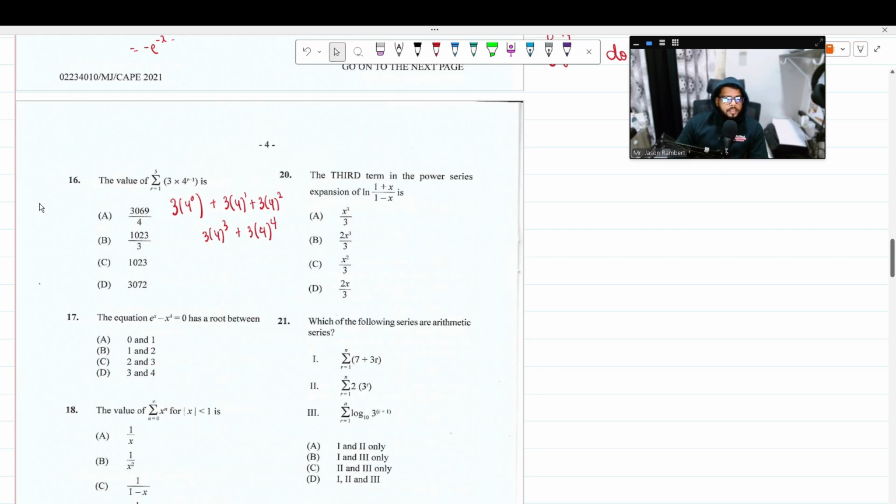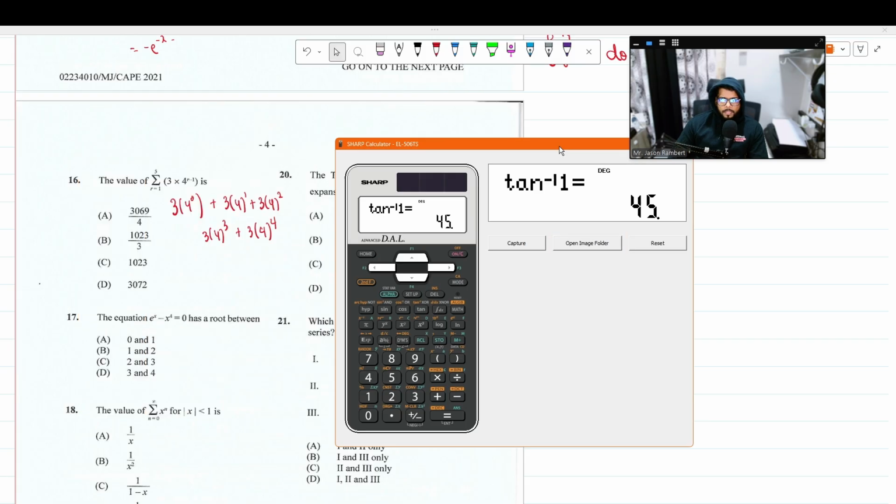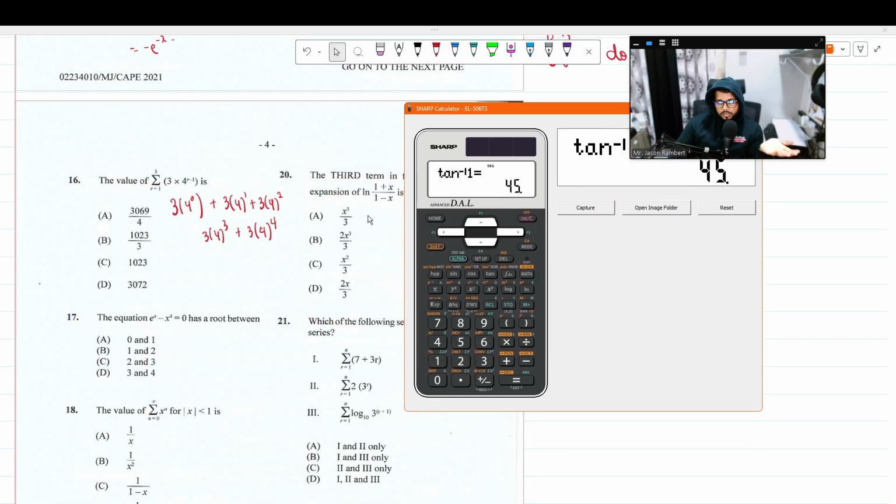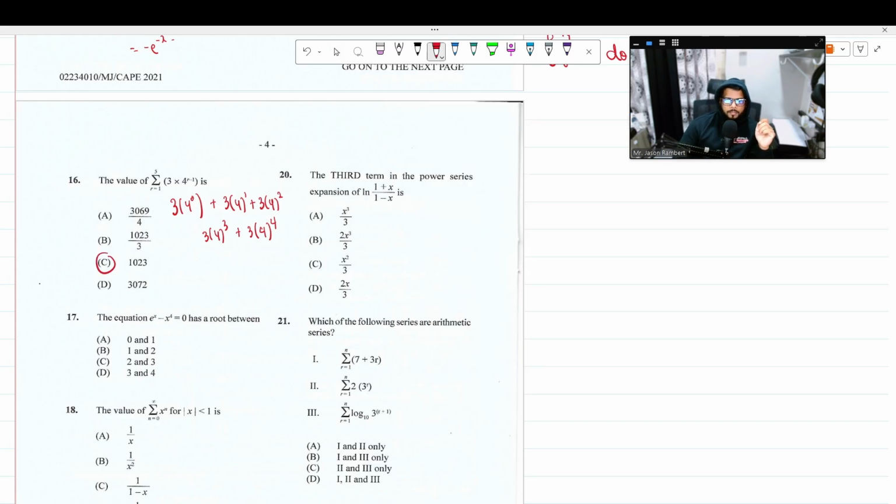We could factorize out the 3 instead of punching in all of this on the calculator. Factorizing out the 3, I get 4 to the power 0, which is 1, plus 4 squared plus 4 cubed plus 4 to the power 4, which is 341, and I multiply by 3 to get 1023. C is my answer.